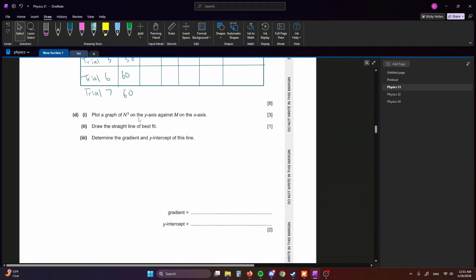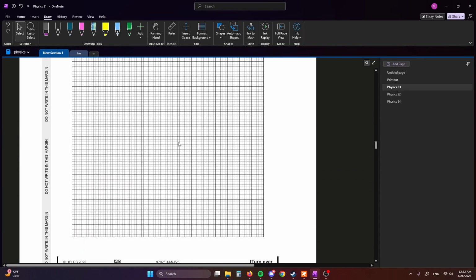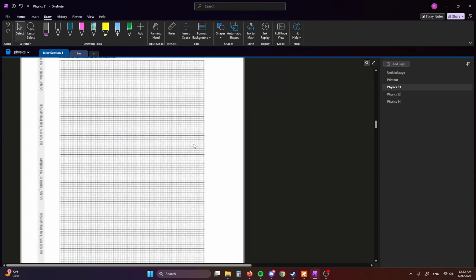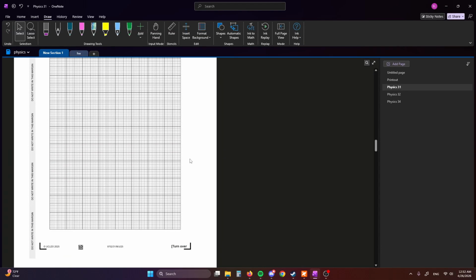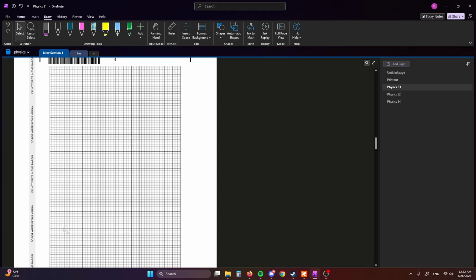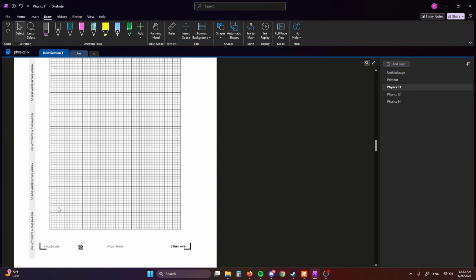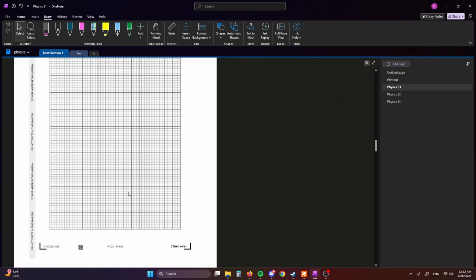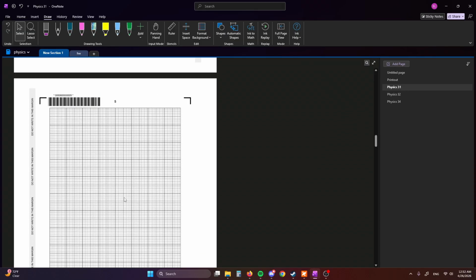So plot a graph of n cubed on the y-axis against m, draw a straight line of best fit, and determine the y-intercept. Okay, so let me zoom out here. Notice that depending on my quality, if you see big squares, which are just 2 by 2 small squares, there's going to be 8 on this side, and I'm pretty sure it's 10 on the top, right? 1, 2, 3, 4, 5. 1, 2, 3, 4, 5. I think it's 12. So it's 8 by 12, I'm pretty sure.